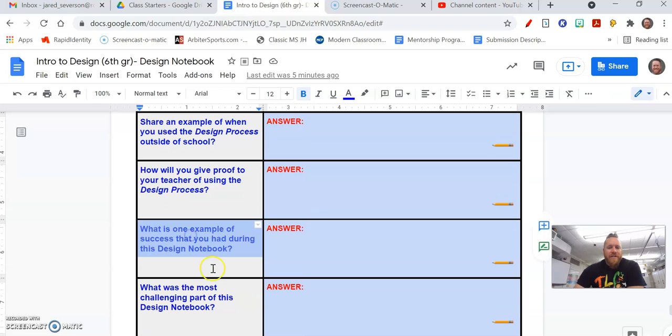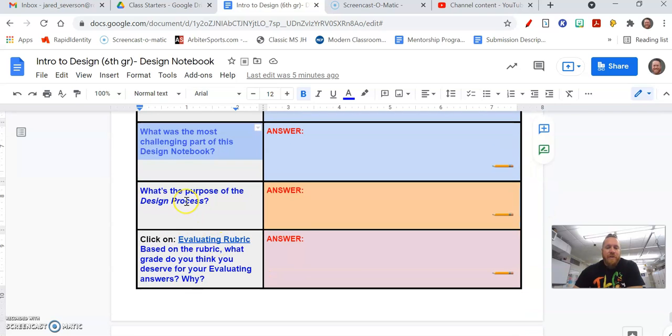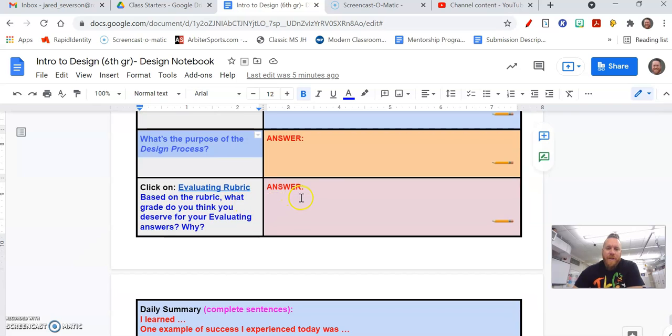Okay? What is one example of success that you had during this design notebook as we've been learning how to fill this out? What's one thing that you think you've been really successful at? And another must answer question is, what is the most challenging part of keeping a design notebook? A should answer question is, what's the purpose of the design process? Why do we have the design process? Why is that something that we're focusing on, do you think? You should answer that question. And then an aspire to answer question in pink here says, based on this rubric, what grade do you think you deserve for these answers?